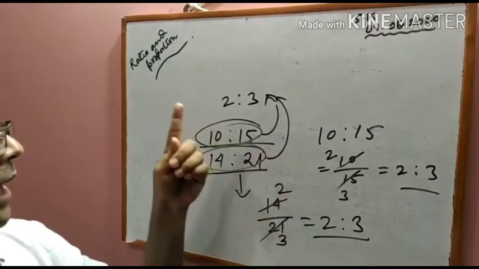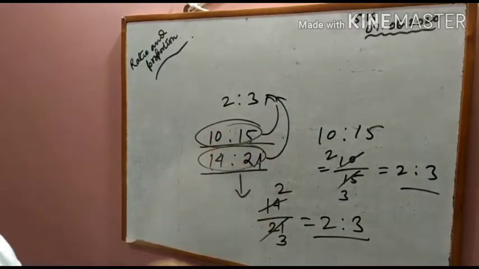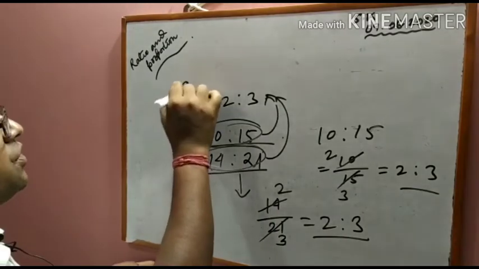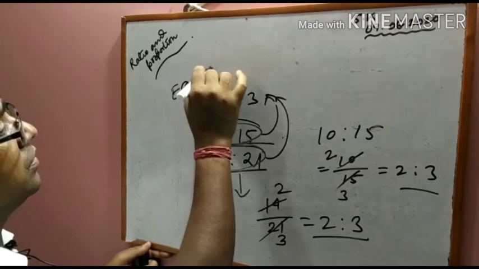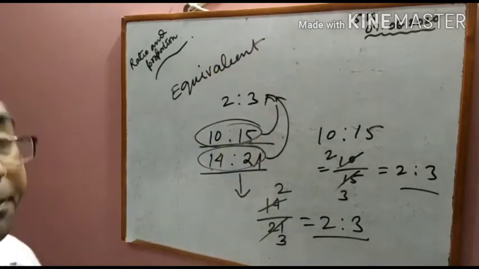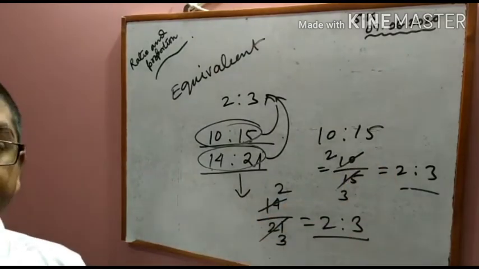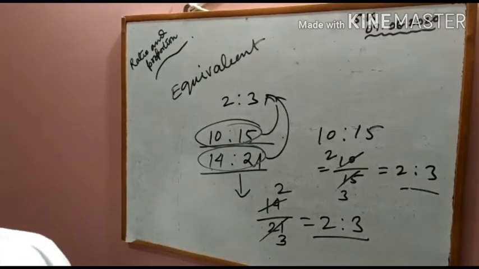So these are the equivalent ratios. Equivalent ratio implies the same ratio after simplification, or in its simplest form.